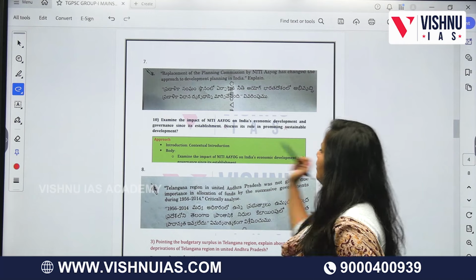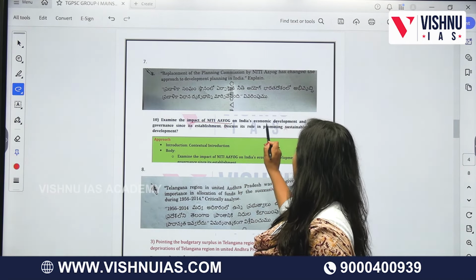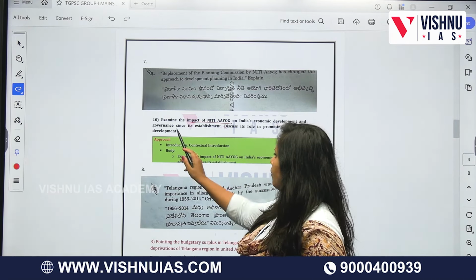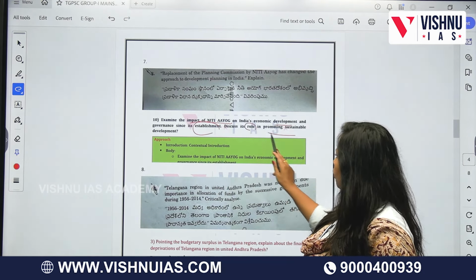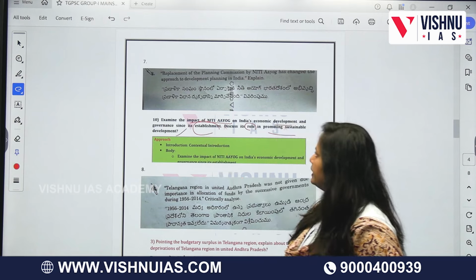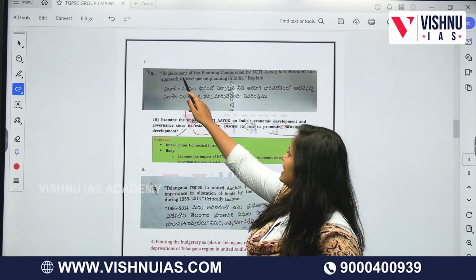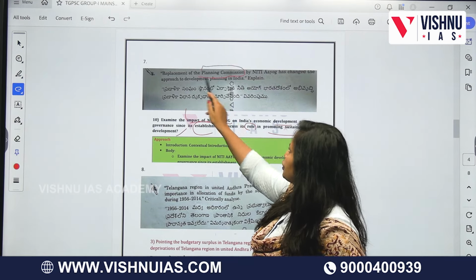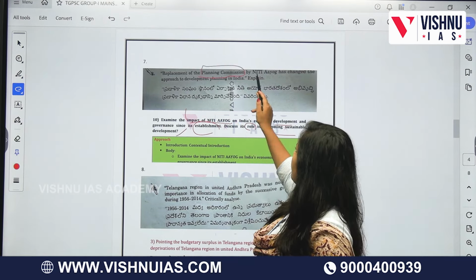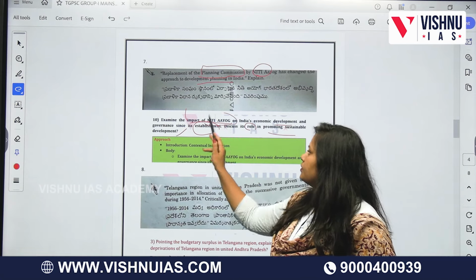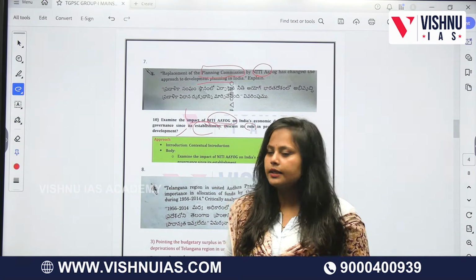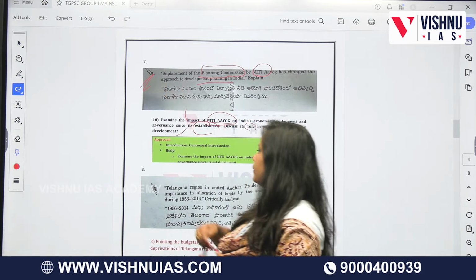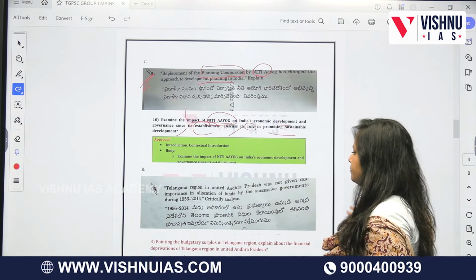Then, impact of Niti Aayog on India's economic development and governance since its establishment. What role it played in promoting sustainable development. Likewise, the question is how the replacement of Planning Commission by Niti Aayog has changed the approach to development in India. Definitely someone who studies Niti Aayog will study every tentacle of that concept. Very easy to tackle this kind of questions.